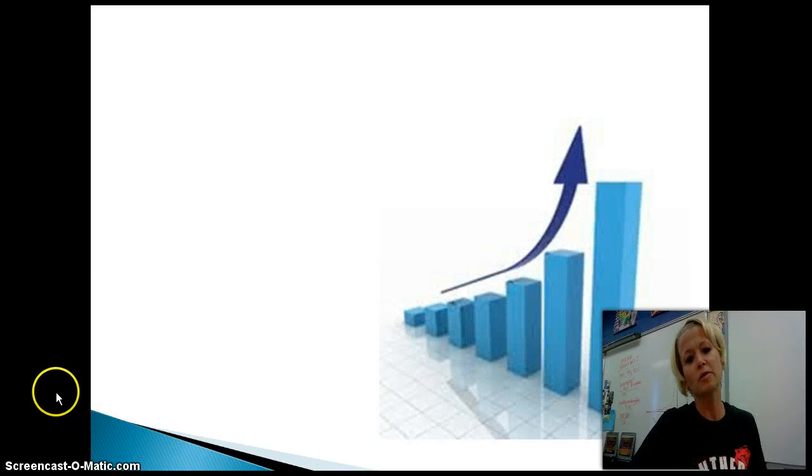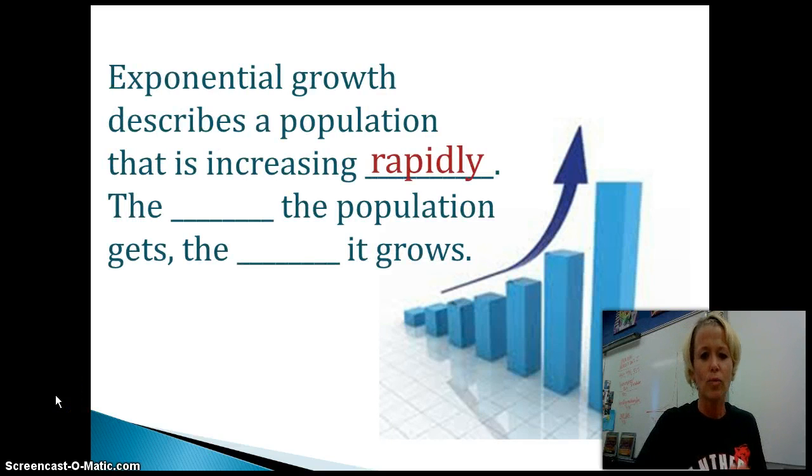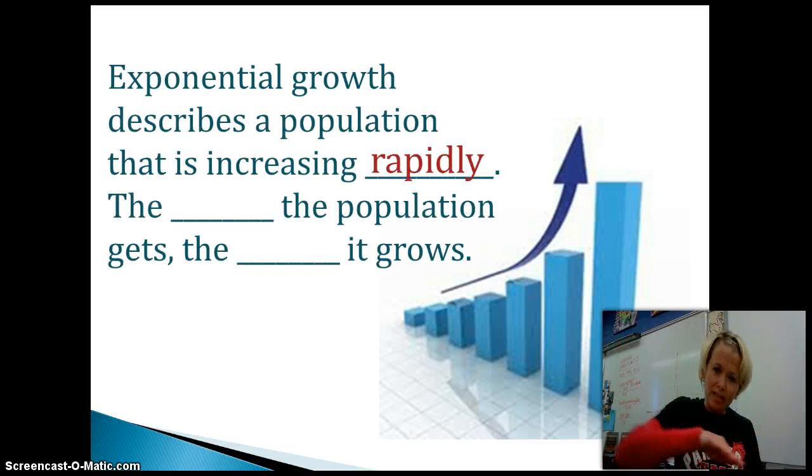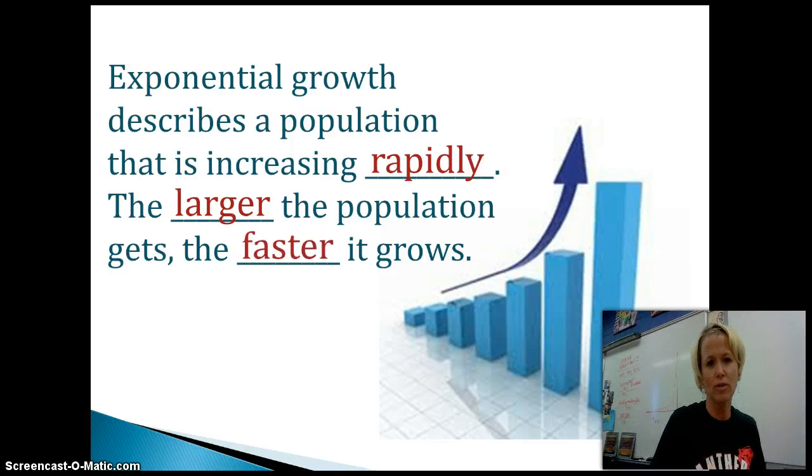All right, so here's what an exponential growth curve looks like. We see it increasing rapidly. See that line going up? It increases rapidly. And the larger the population gets, the faster it grows.